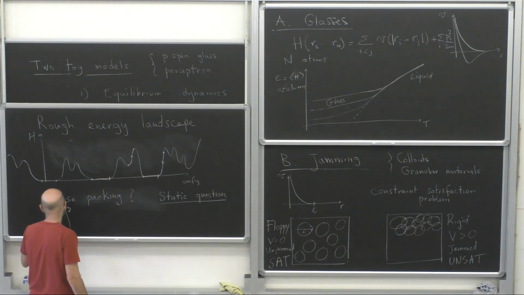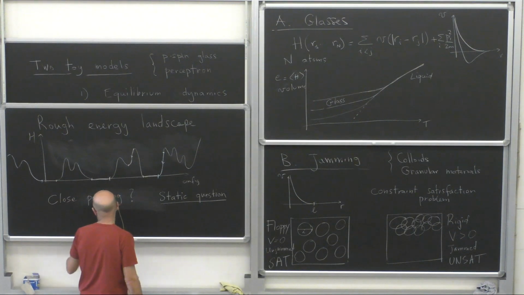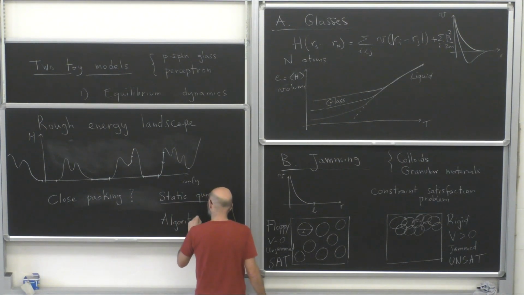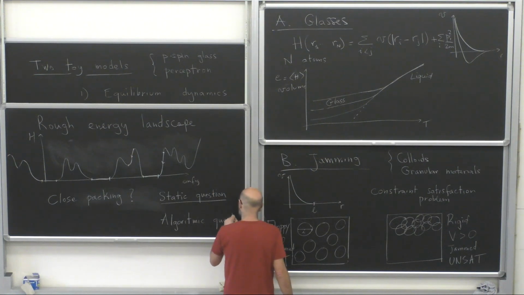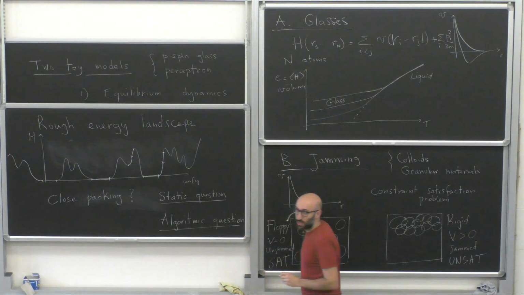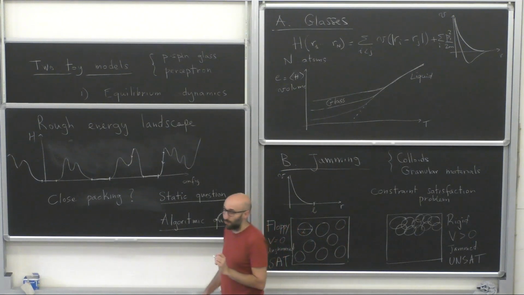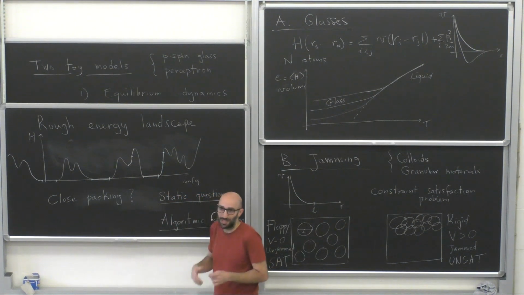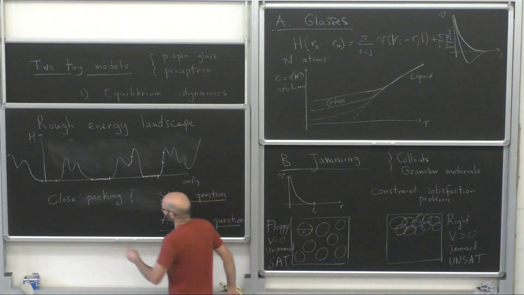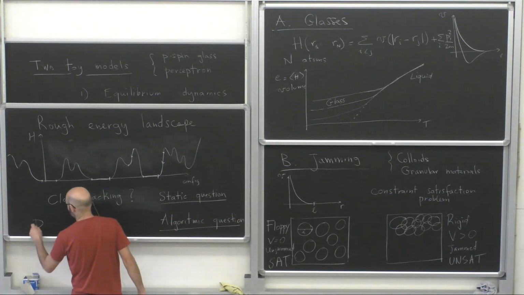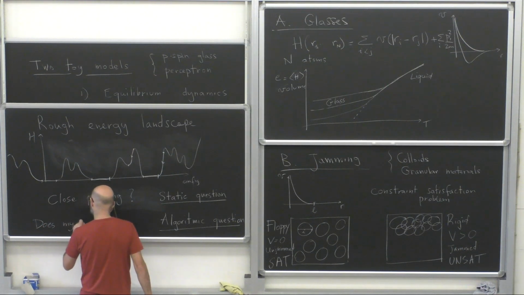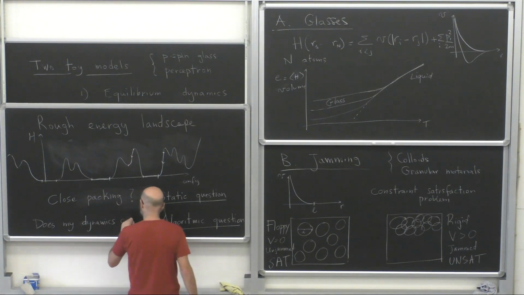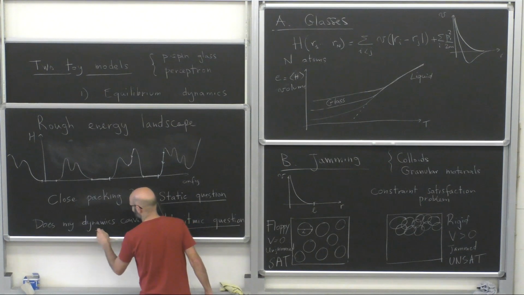Okay, so this is an algorithmic question, because now it's not a property of the landscape, it's a property of the algorithm. If my algorithm is very stupid, maybe there are flat regions, so there are packings, just I cannot find them, okay? So the question here would be, does my dynamics converge to a solution?